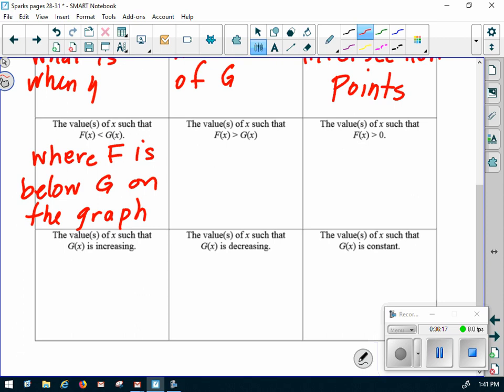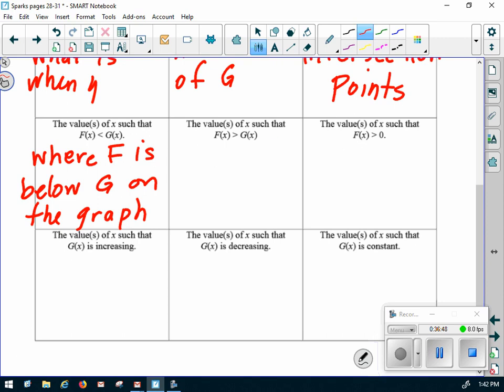Now I'm going to ask you a question here. What does that mean that f is below g on the graph? What's it mean? It means the y values of f are less than the y values of g. The y values of f are less than the y values of g.